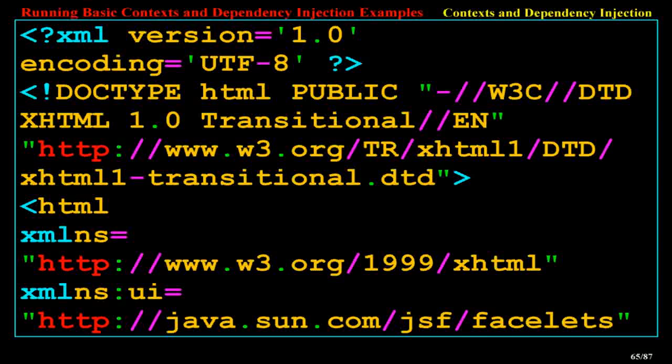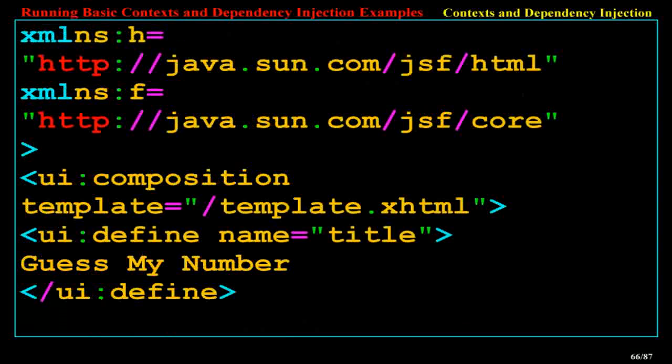html xmlns="http://www.w3.org/1999/xhtml" xmlns:ui="http://java.sun.com/jsf/facelets" xmlns:h="http://java.sun.com/jsf/html" xmlns:f="http://java.sun.com/jsf/core". ui:composition template="/template.xhtml".